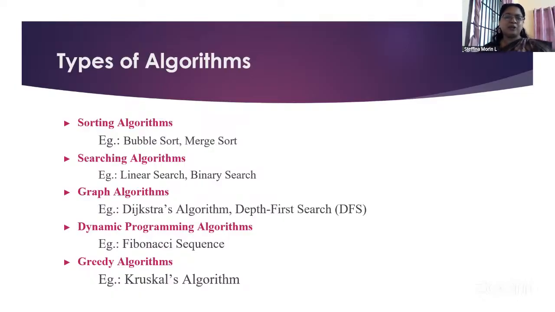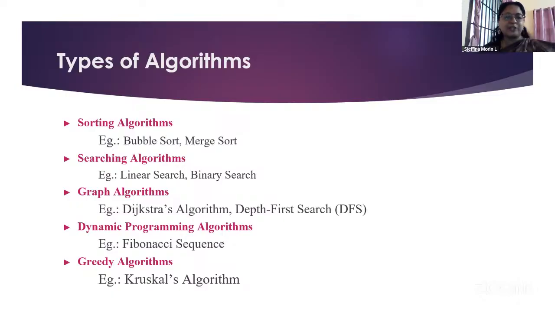The types of algorithms here are sorting algorithms, searching, graph, dynamic programming, and greedy algorithms. Sorting algorithms are used to sort numbers in ascending or descending order, for example bubble sort or merge sort. And then searching algorithms, searching for a certain element in an entire list. You need to know how to search for the element in the list.